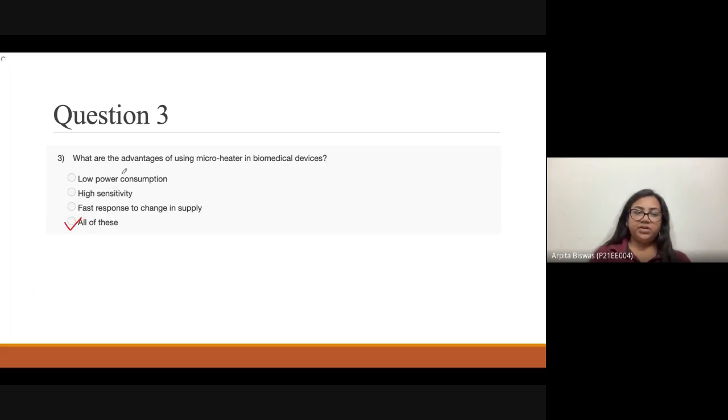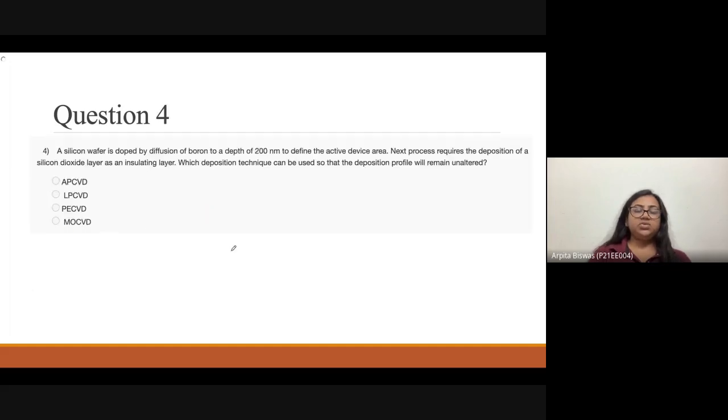The question is what are the advantages of microheater in biomedical devices? So low power consumption is also the right answer. High sensitivity, yes, it is required. Fast response to change in supply, yes, it is required. So the right option is all of these. Okay. So next we move toward question number four.